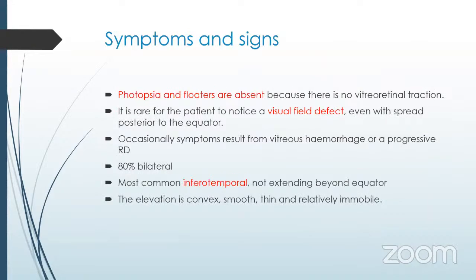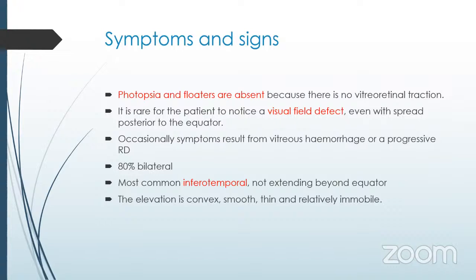Symptoms. In these patients, photopsia and floaters are usually absent because there is no vitreoretinal traction in this kind of lesion. The patient will rarely complain of visual field defect, except when there is a spread posterior to the equator. Symptoms are occasionally due to vitreous hemorrhage or progressive RD. 80% of these lesions are bilateral. The most commonly involved area is the inferior temporal area.